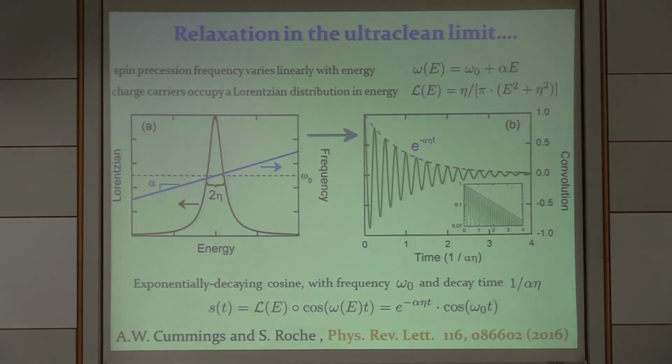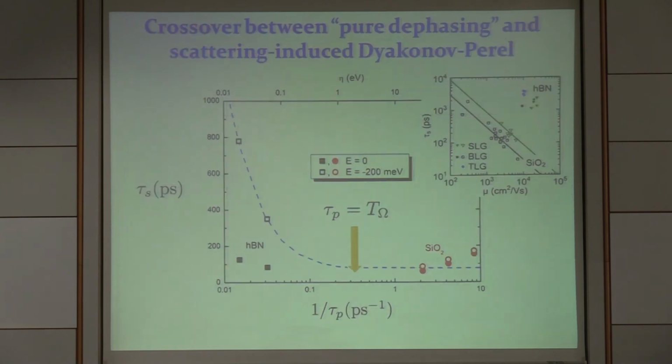We even show analytically that what you actually need in addition to the spin-pseudospin coupling is an energy-dependent spin precession frequency and some broadening. And as soon as you have that, even if you are in a quasi-ballistic or a ballistic regime, you will get a relaxation of your spin polarization. So finally, we have this phase diagram, the spin lifetime as a function of the scattering time.